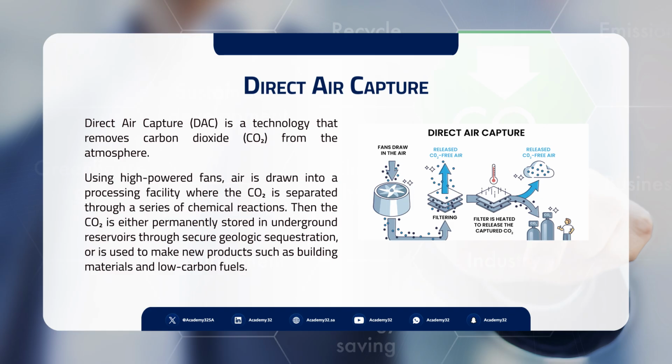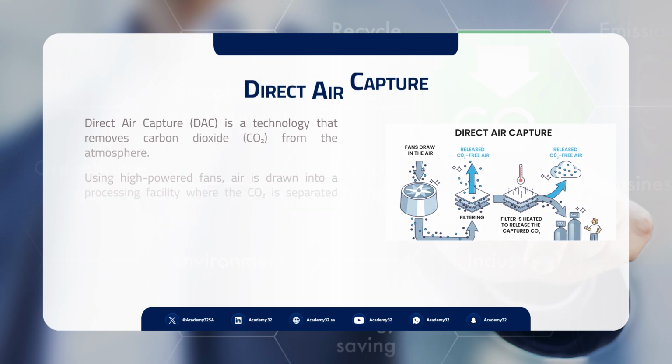This graph can help you to understand the process of direct air capture. So how does it work? By using high-powered fans, air is drawn into a processing facility where the CO2 is separated through a series of chemical reactions. Then the CO2 is either permanently stored in underground reservoirs through secure geological sequestration, or is used to make new products such as building materials and low carbon fuels.